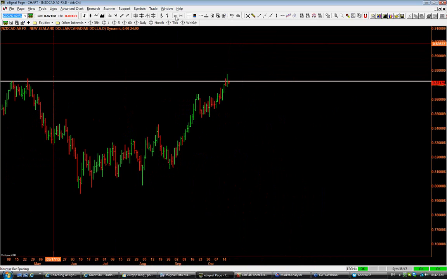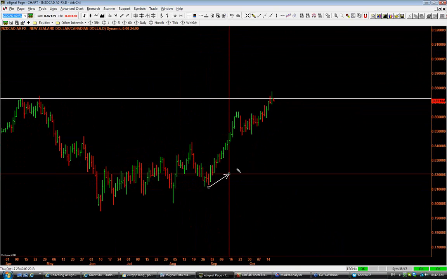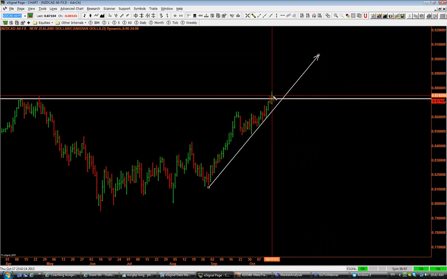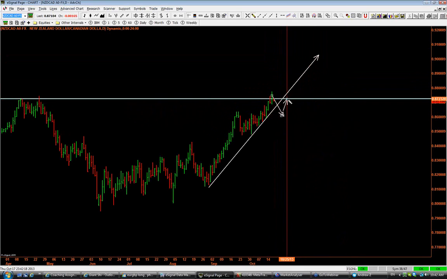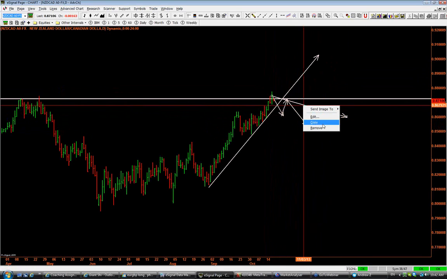Let me try to draw some trend lines there. The trend line like this. I'm looking for a pattern like this. Pull back, retest that intersection. Uptrend, horizontal. If it goes down, the trend will change like this.